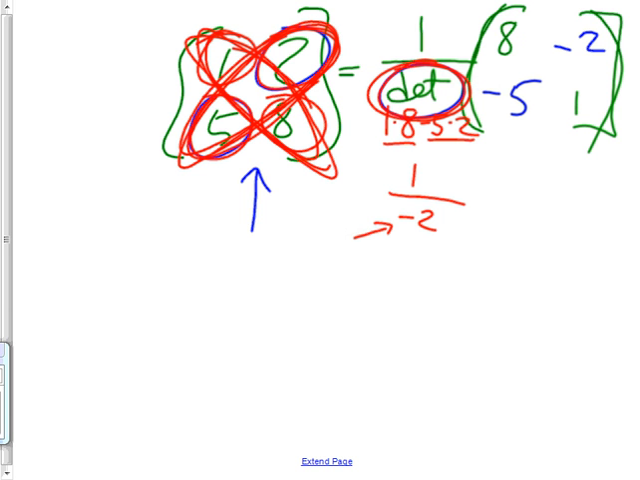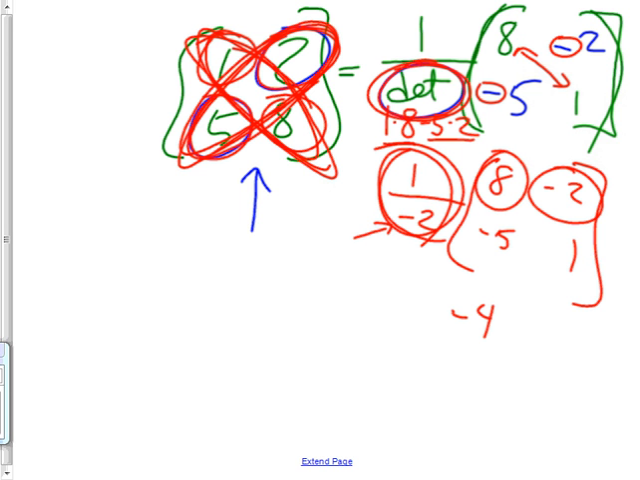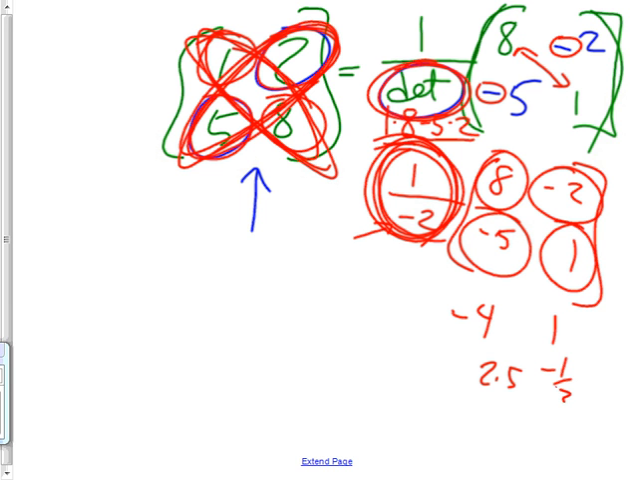All right, so back to, we were doing 1 over the determinant, and then these numbers came from these getting switched, and these becoming the opposite of what they were. So 8, negative 2, negative 5, 1. Now I just take half of everything and make it negative. Negative a half times 8 will be negative 4. Negative a half times negative 2 will be positive 1. Negative a half times negative 5 would make positive half of 5, 2.5. And negative a half times 1 makes negative a half, or negative 0.5. And there would be my final answer.